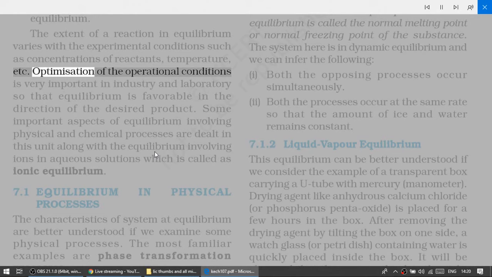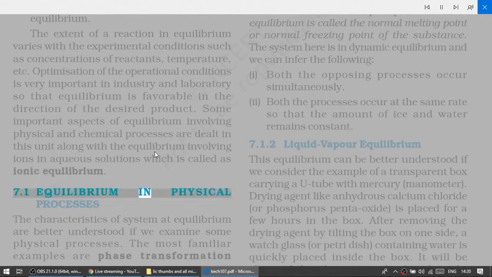The extent of a reaction in equilibrium varies with the experimental conditions such as concentrations of reactants, temperature, etc. Optimization of the operational conditions is very important in industry and laboratory so that equilibrium is favorable in the direction of the desired product. Some important aspects of equilibrium involving physical and chemical processes are dealt in this unit, along with the equilibrium involving ions in aqueous solutions, which is called Ionic Equilibrium.